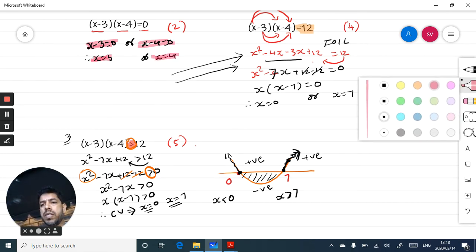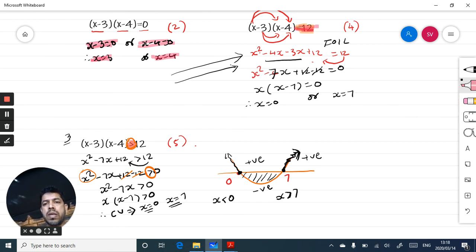The second type of question is not equals 0, but equals something. So that means my job is to go through the FOIL method for these two brackets, bring the number which is on the right-hand side to the left-hand side, and then follow the method. Then you will get a few more marks there. The third type of question is the inequality question, where my working-out method is exactly the same as in example number 1 and example number 2, but here it's an inequality question.